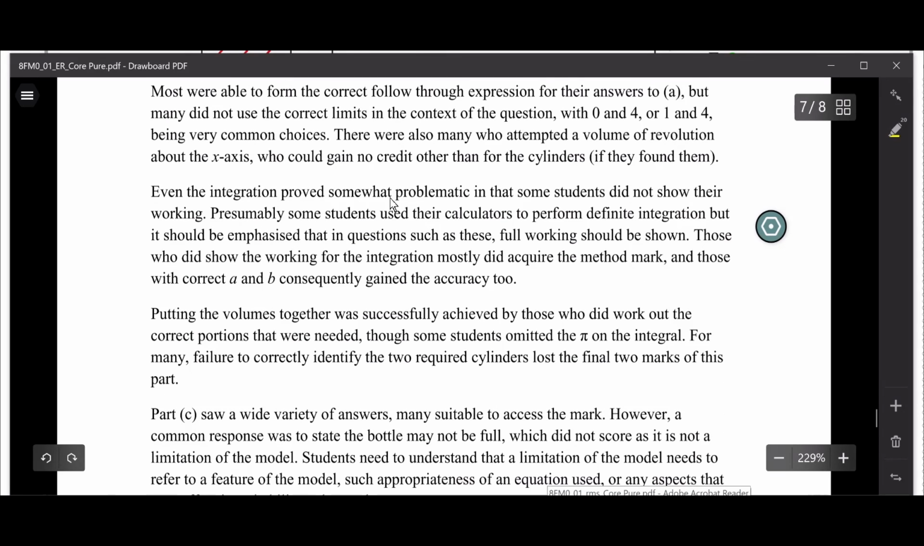Even the integration proved somewhat problematic in that some students did not show their working. Show your working, okay? Presumably some students used their calculators to perform definite integration, but it should be emphasized that in questions such as these, full working should be shown, otherwise you can't get the method marks. Those who did show the working for the integration did acquire the method mark, and those with correct A and B consequently gained the accuracy too.